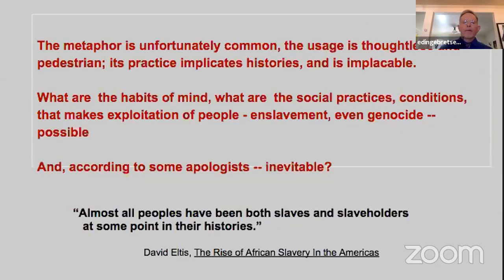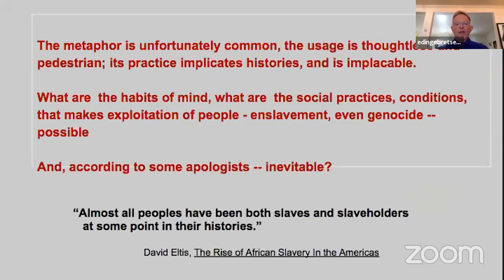So the metaphor of enslavement is unfortunately common. You hear it all the time. I'm not even going to try to use it here. The usage is thoughtless and pedestrian. Its practice implicates histories. It's implacable. Our religions write it out, erase it.